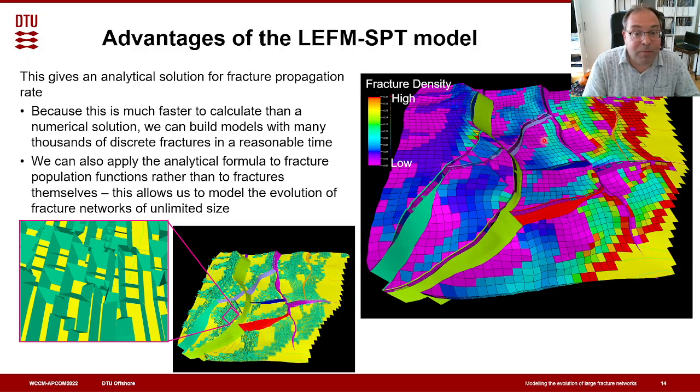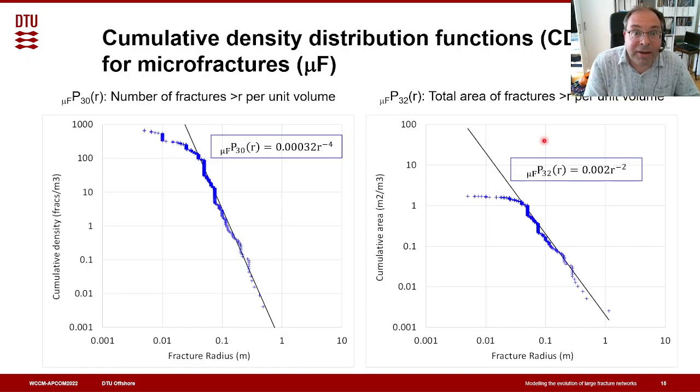And that allows us to model the evolution of fracture networks of unlimited size. So what are these fracture population functions? Well, a common type is the cumulative density distribution function, which gives us the density or the number of fractures of a given size or greater. So in this example here, we see that the density of fractures of a radius 0.1 meters or greater is approximately 3 fractures per cubic meter.